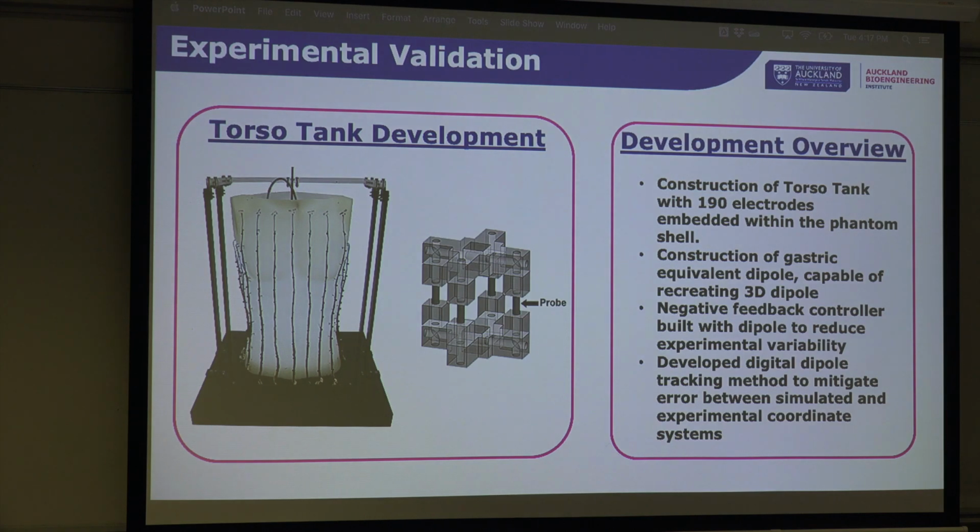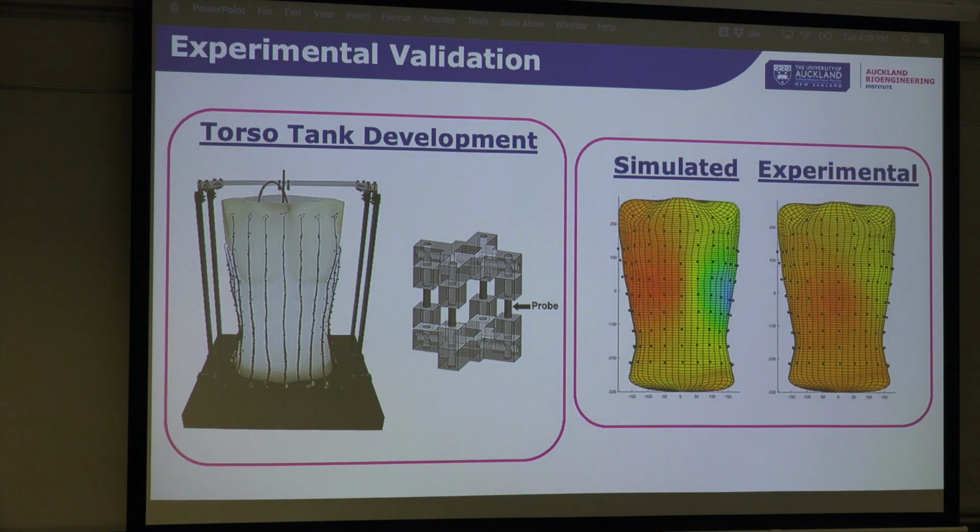So for the torso tank development, like I said, we had 190 electrodes. We had this artificial dipole here that you can see on the screen, which had 6 1D electrical sources, which was able to recreate a 3D dipole. This was then placed inside the torso tank at the location of the stomach, and we could reproduce those recordings. And so the question is how well did this compare to our simulations? How well did our simulations capture the experimental aspect of it? And so I'm going to let you guys be the judge.